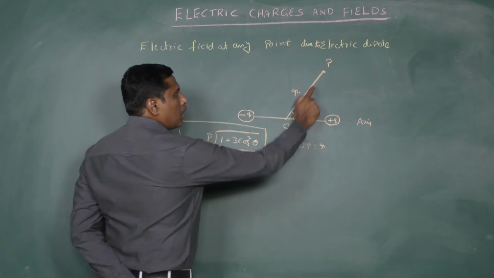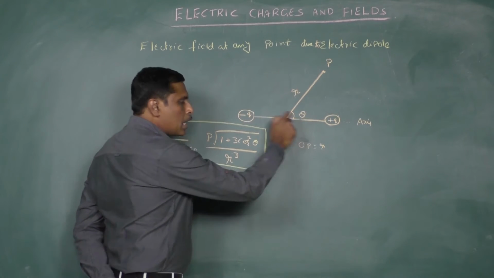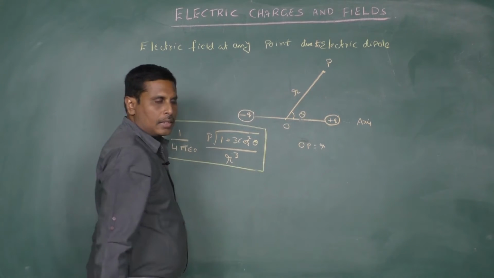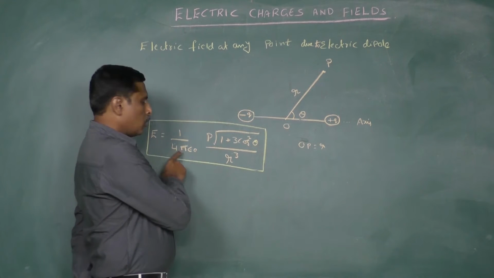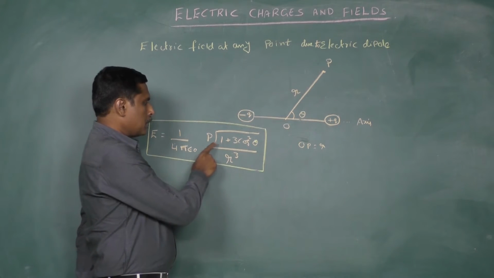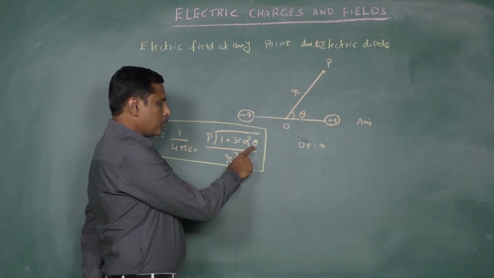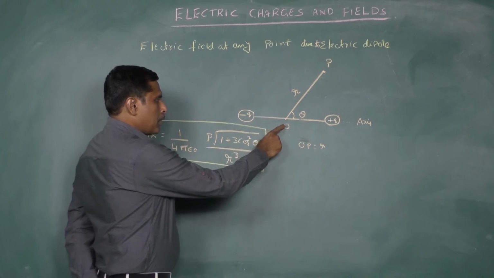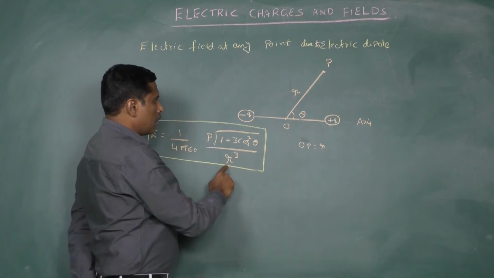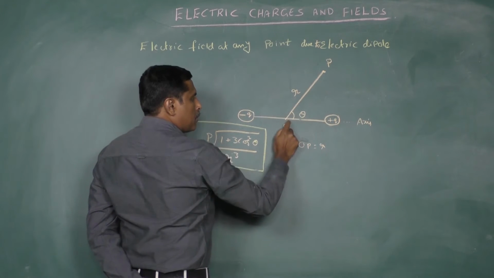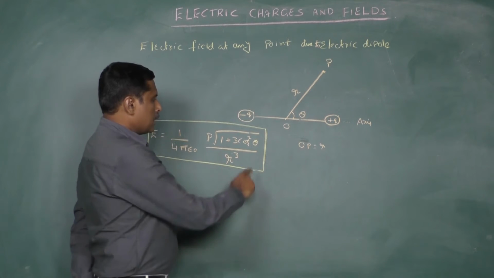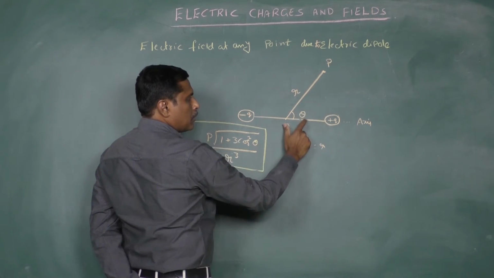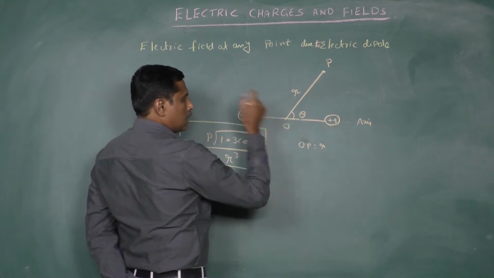The electric field at the point P due to this electric dipole, where the position of the point P is making an angle theta, is given by E is equal to 1 by 4 pi epsilon naught into P into square root of 1 plus 3 cos square theta by R cube. P is the dipole moment of this electric dipole, and R is the distance of the point P from the center of the dipole, and theta is the angle made by this distance R with respect to the dipole axis.